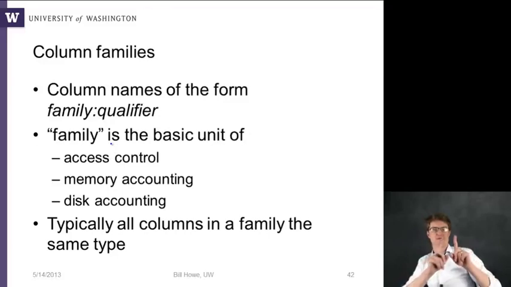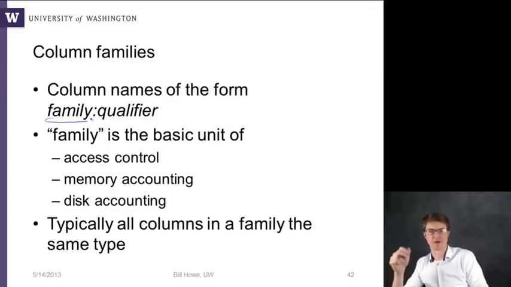So within a single table, you can have these groups of columns called column families, and the column names have the family right in there as a qualifier. And this family is the basic unit of access control, so you can provide permissions on a group of columns. Memory accounting, in that they're sort of allocated as a unit in memory, and then disk accounting, so they're moved around on disk as a unit as well.